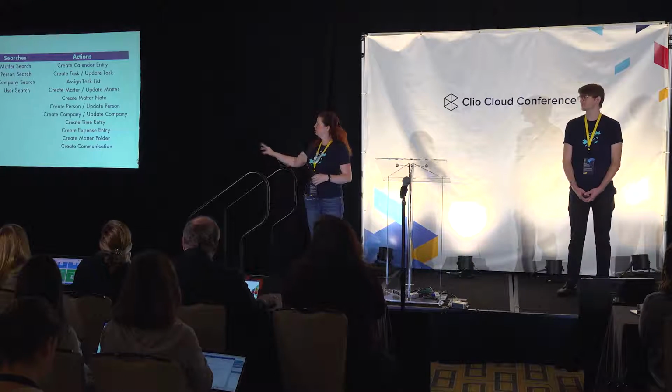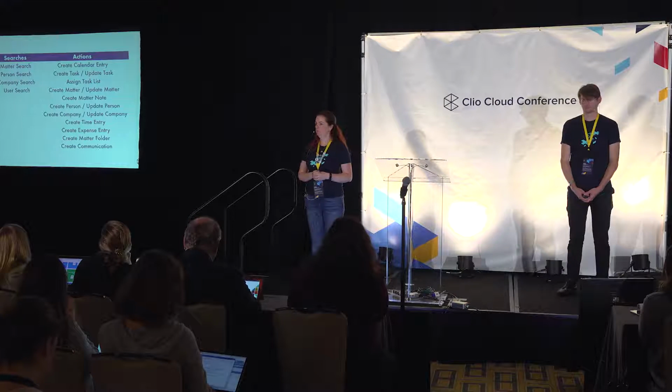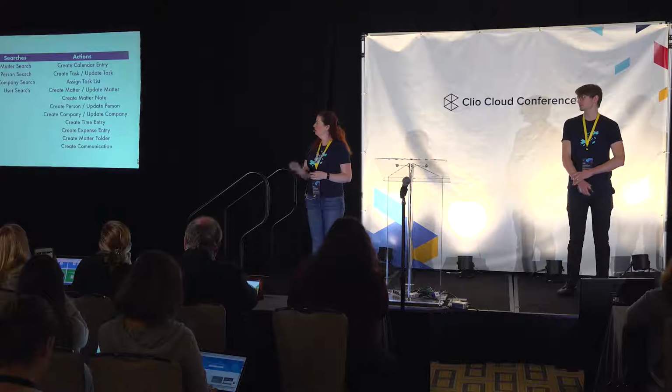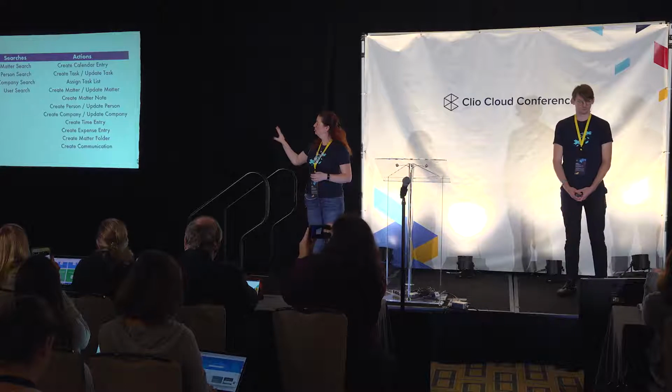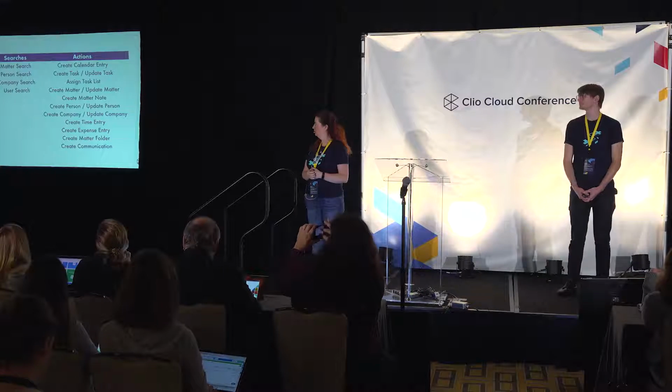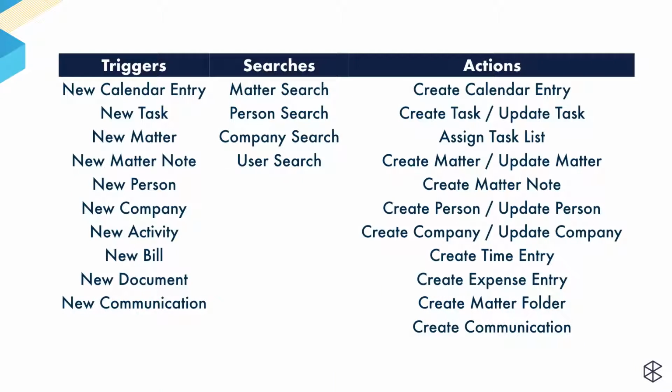Let's look at a bigger list. So we've got those triggers. We've talked about a few of them. We have searches, and then we have a ton of actions that we can take. If we take a look at this, do you see anything that maybe you haven't noticed before? For those of you who've used Zapier?